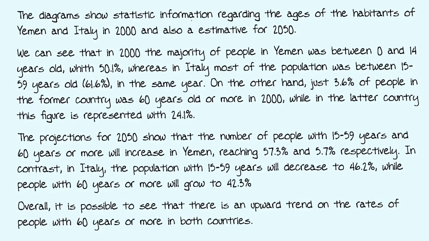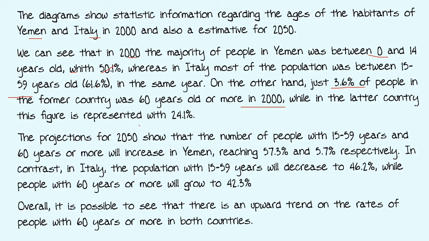The diagrams show statistic information regarding the ages of the inhabitants of Yemen and Italy in 2000, and also estimate for 2050. We can see that in 2000 the majority of people in Yemen was between 0 and 14 years, with 50.1%, whereas in Italy most of the population was between 50 to 59 years. So he has written the highest population in the same year. On the other hand, just 3.6% of people in the former country was 60 years old and more in 2000, while in the latter country the figure is represented with 24.1%.